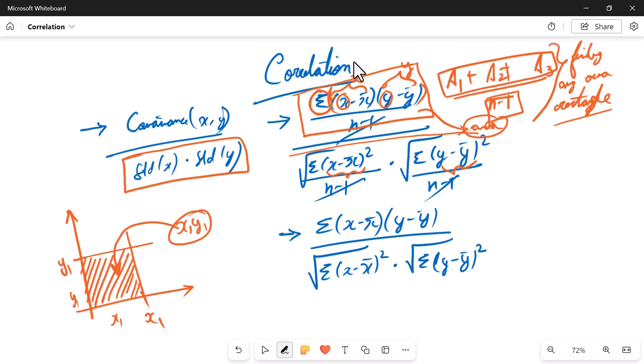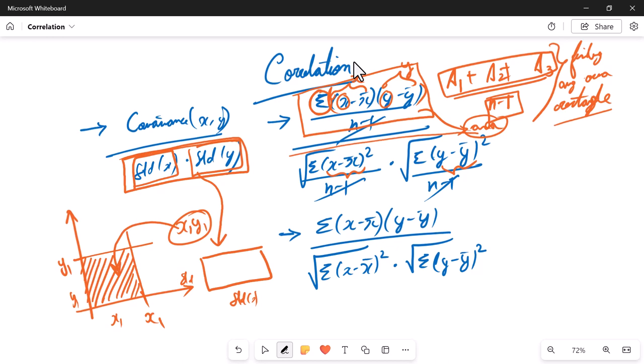In the denominator, what we are essentially doing is calculating the area of a rectangle whose dimensions are the standard deviation of x and the standard deviation of y. That is the area of a rectangle having its length as the standard deviation of x and its breadth as the standard deviation of y. So this is the area that we are dividing our numerator area of the rectangle with.